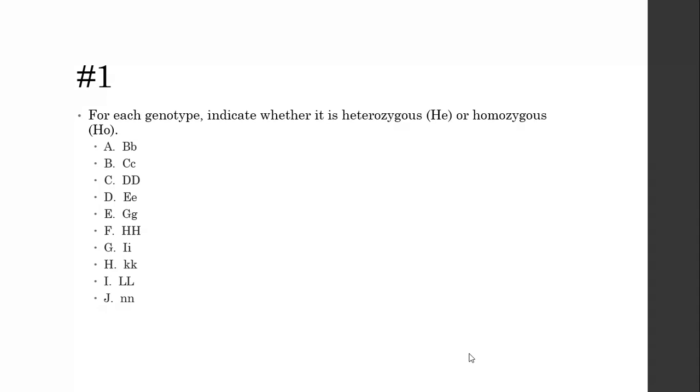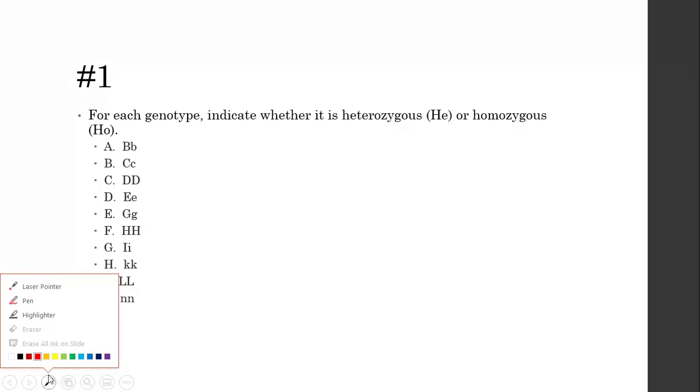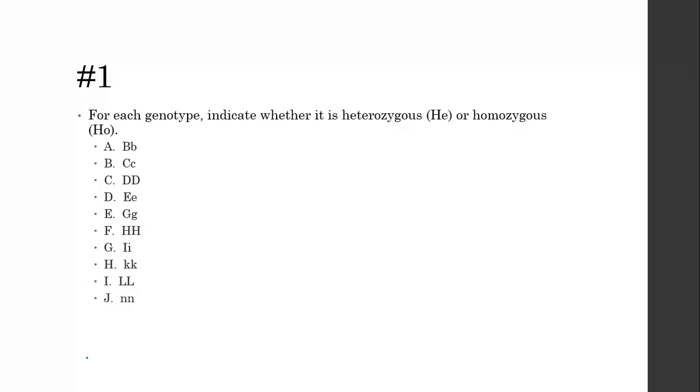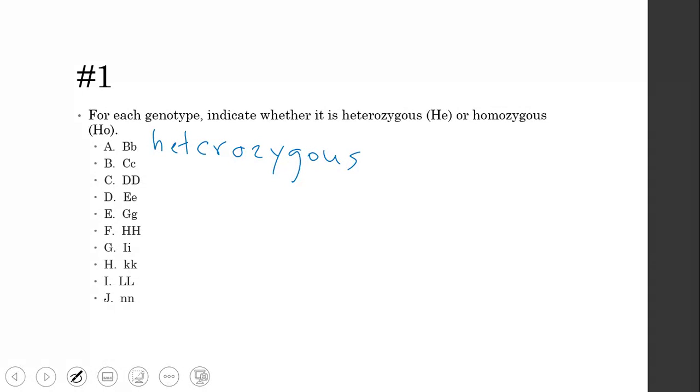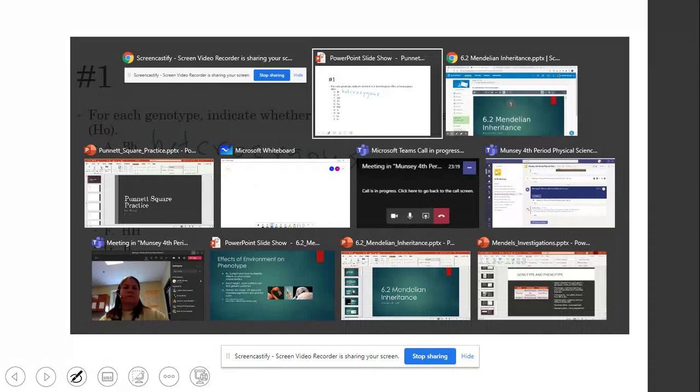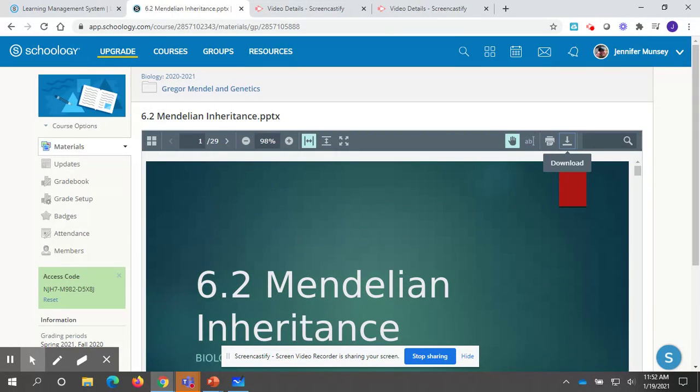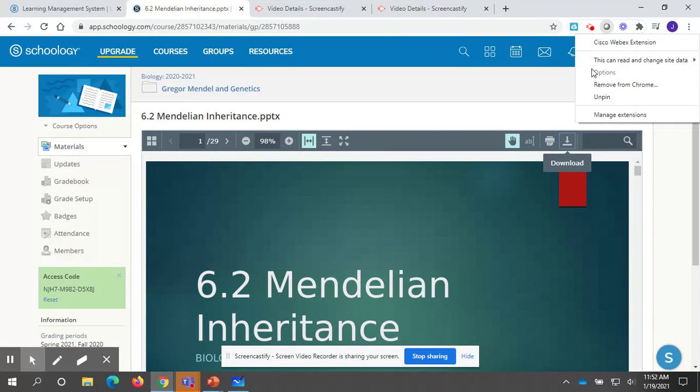So in this case, let me see if I can get my pen. For the first one, letter A, we have a big B and a little b. Those are two different. Big and little is different. So it is heterozygous. Hang on just a second.